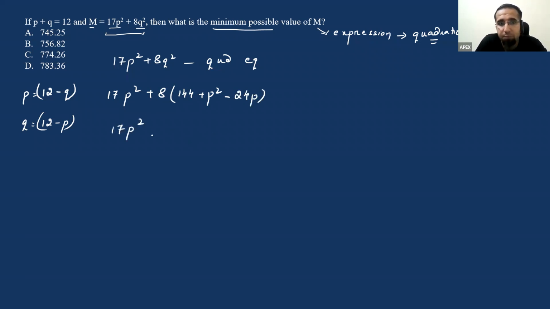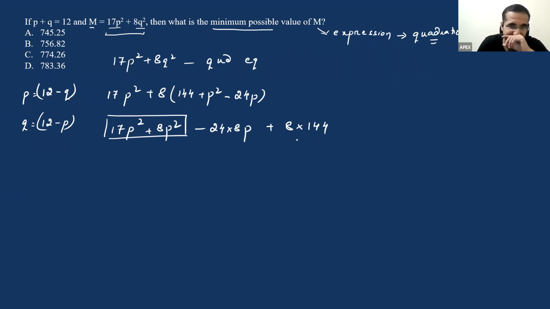So this gives me an expression in the form of P square: 17P square, then I'll get a plus 8P square. This is giving me 25P square. Then I have minus 24 into 8P, and then I have plus 8 into 144. Clear? Right? So this is a quadratic expression where the value of A is positive. So therefore, this is 25P square minus 24 into 8P plus 8 into 144.